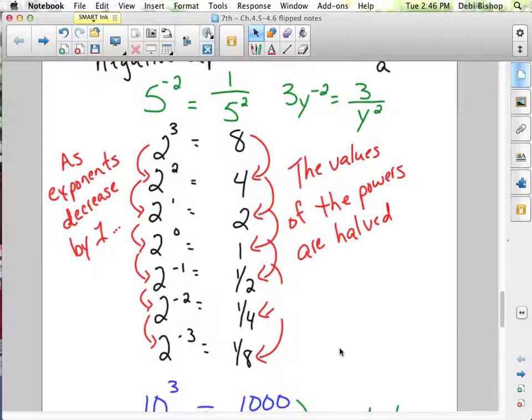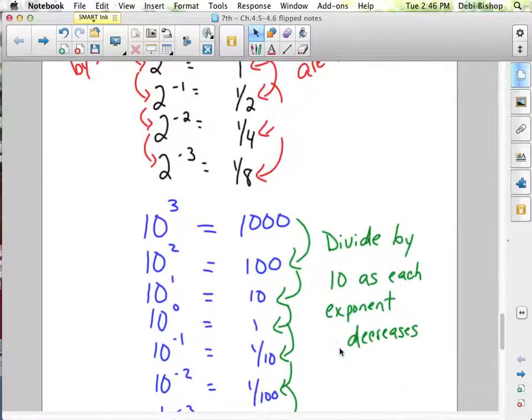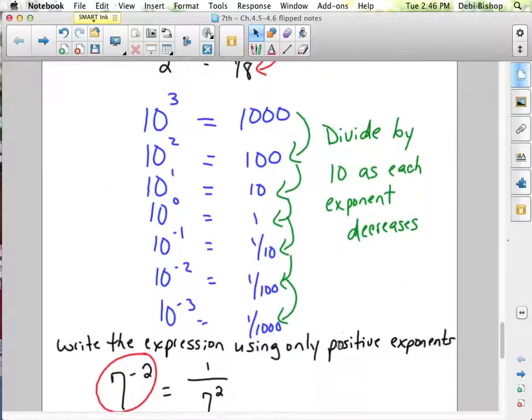Let's use another example using the power of 10 because those are usually easier too. 10 cubed equals 1,000. 10 squared equals 100. 10 to the first equals 10. 10 to the 0 equals 1. So on and so forth. And you can see here it decreases by a division of 10. So 1,000 divided by 10 is 100. 100 divided by 10, 10. 10 divided by 10, 1. Then 1/10, 1/100th.